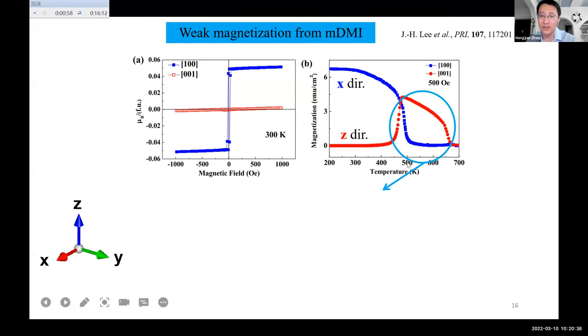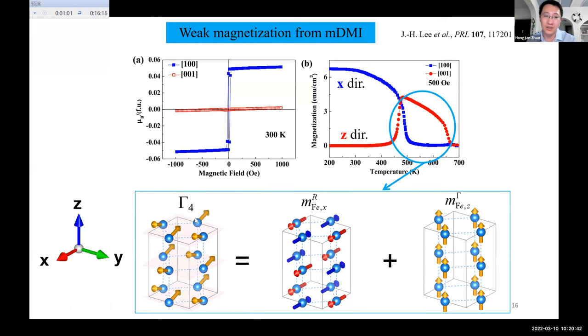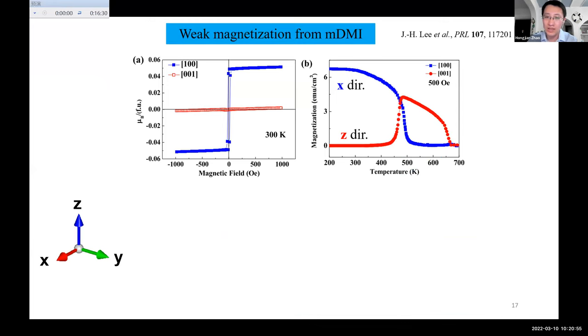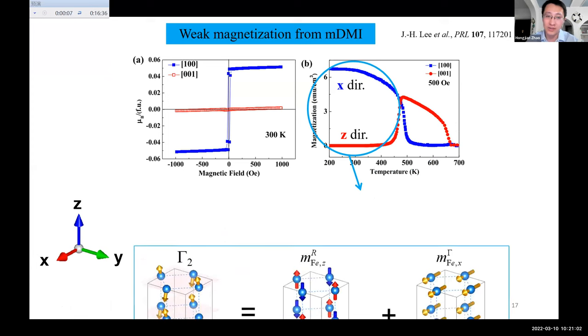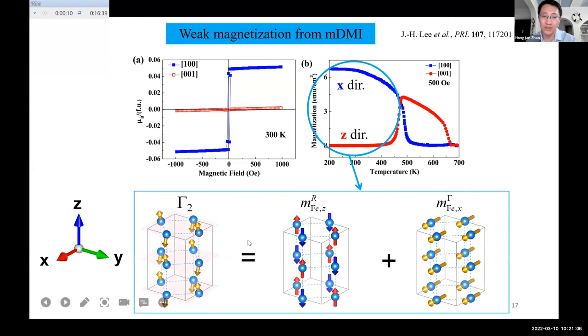If you look at the temperature region of 500 to 600, you will see a non-collinear magnetism, the gamma 4 structure. Basically, this structure is a superposition of the R-type antiferromagnetism along the X direction and a gamma-type ferromagnetism along the Z direction. Now, in the temperature region below 450, you will see a gamma 2 non-collinear magnetic structure, which is a superposition of the R-type antiferromagnetism along the Z direction and a gamma-type ferromagnetism along the X direction. So what caused this superposition? Why do the R-type antiferromagnetism and the gamma-type ferromagnetism coexist?